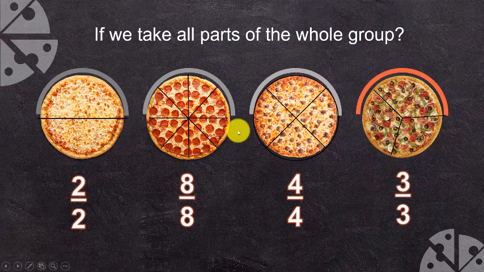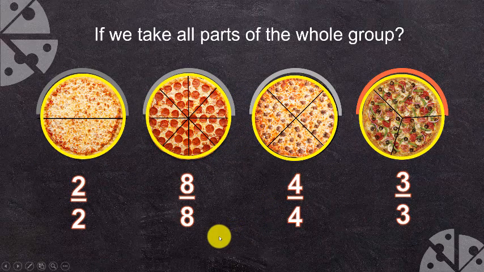What do all of these have in common? That I ate the entire pizza. So I have the whole unit. 2 over 2 is equal to 1. 8 over 8 is a unit. 4 over 4 is a unit too. And 3 over 3 is the entire pizza. All of these, with the same number in the numerator and the denominator, are equal to one unit.